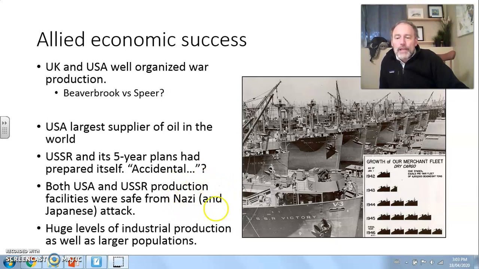There was also the fact that both the USA's and the USSR's production facilities were safe from Nazi and Japanese attacks, so they weren't disrupted. And then finally, there are these huge levels of industrial production, as well as the larger populations when you bring all the Allies in.